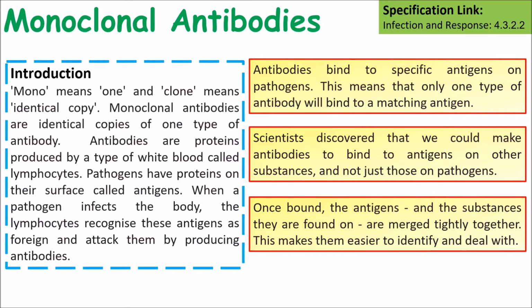So scientists have discovered that we could make antibodies to bind to antigens on other substances. So once bound to these antigens and the substances they're found on, they stick tightly together, and this makes it easier for the body to identify and deal with them.